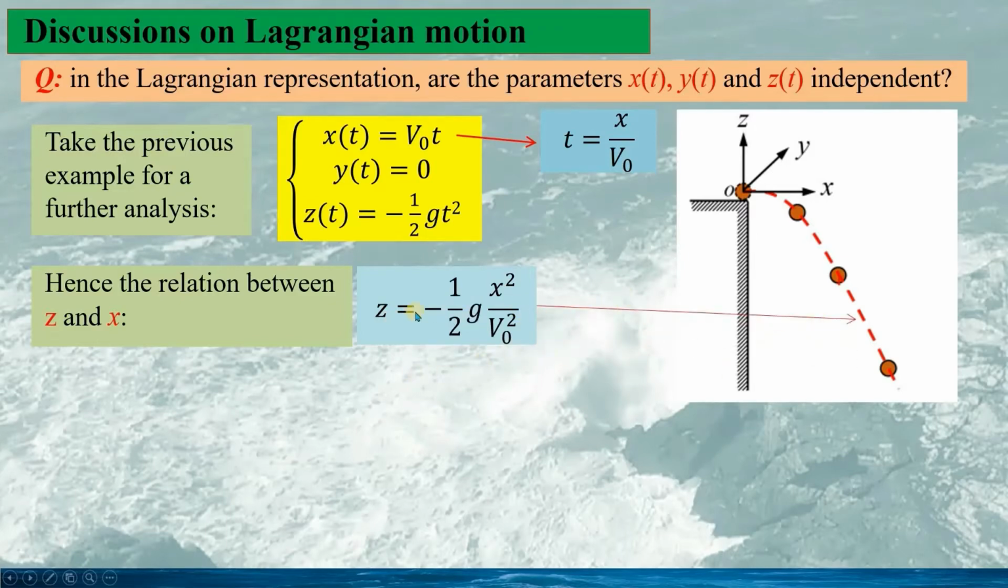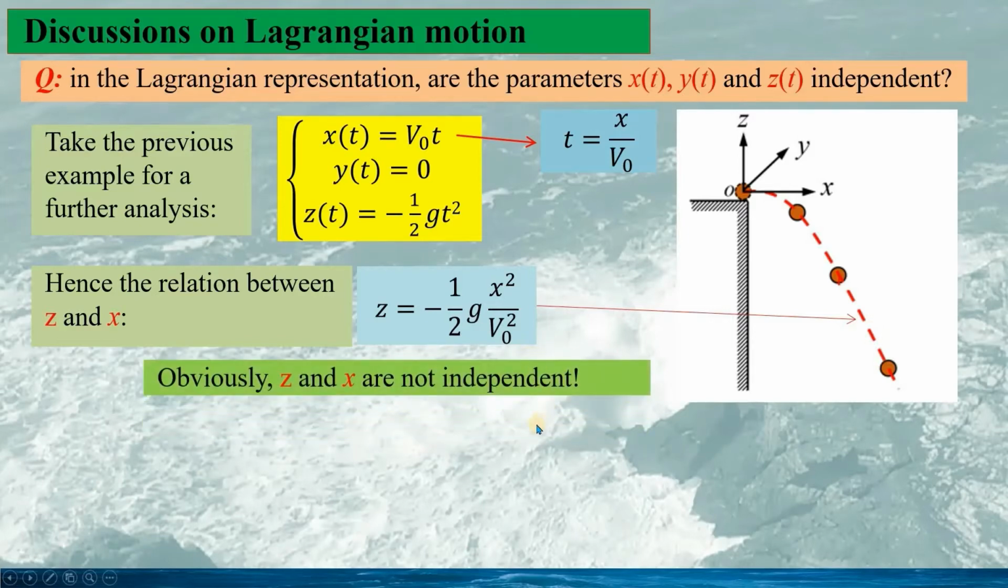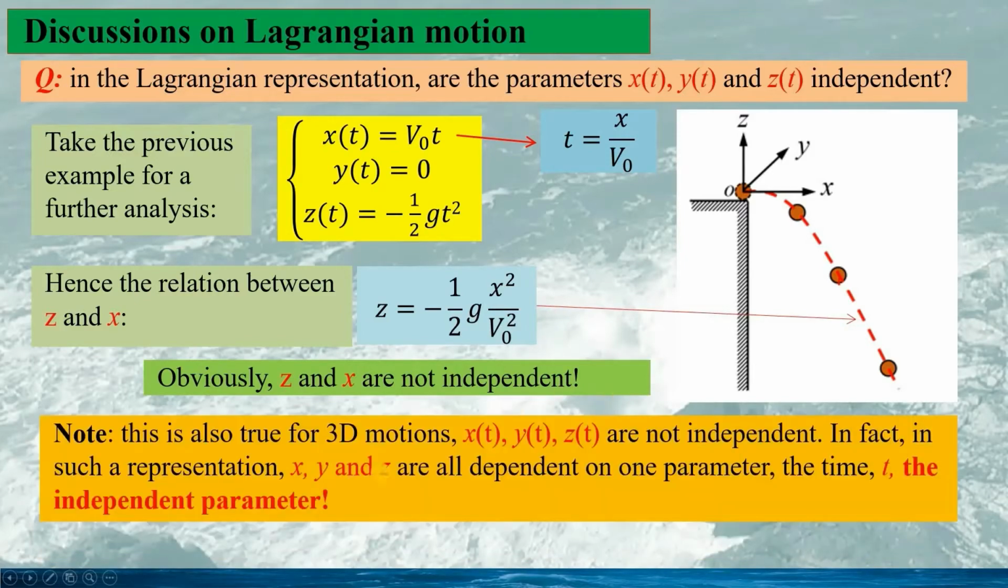And if we draw this trajectory, we have the trajectory, the red line. So from this example, we can see z and x are not independent because z is a function of x. And this would be true for 3D motions. x, y, and z are not independent.